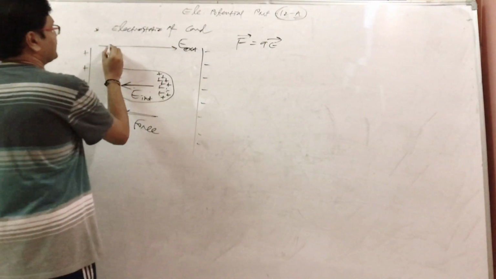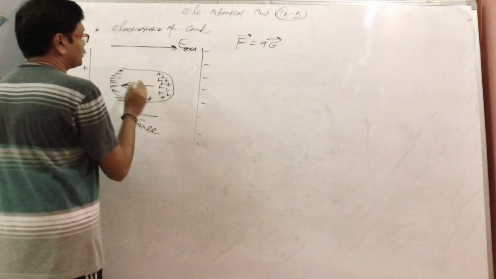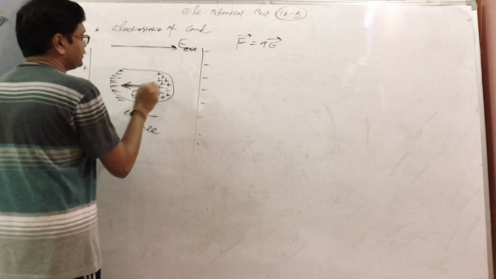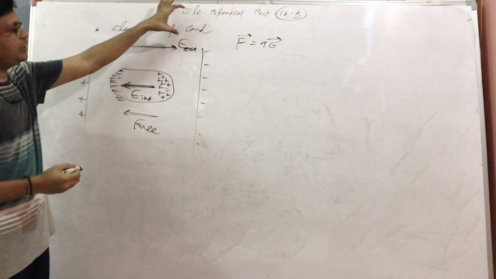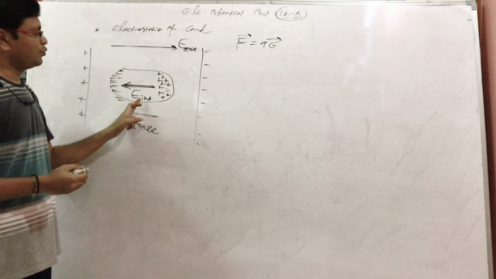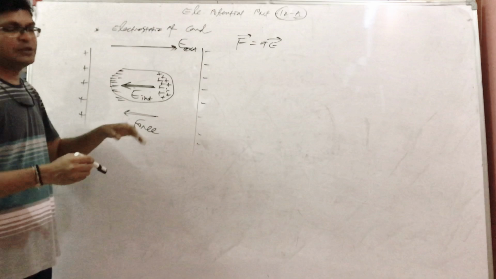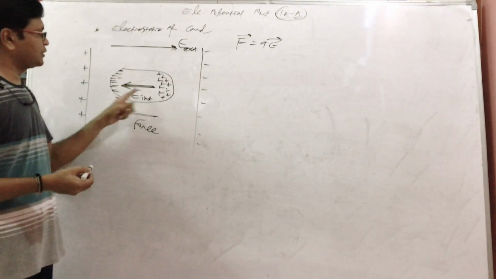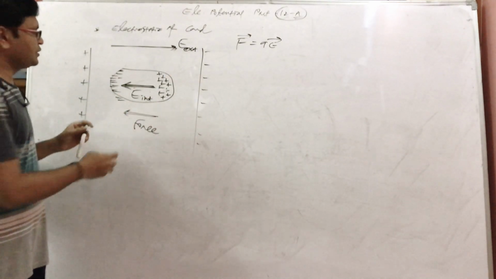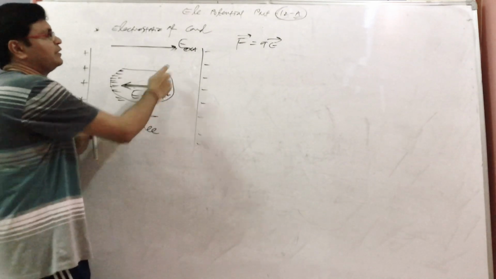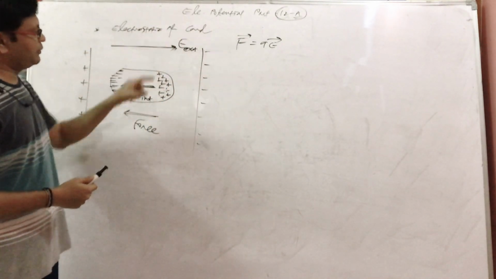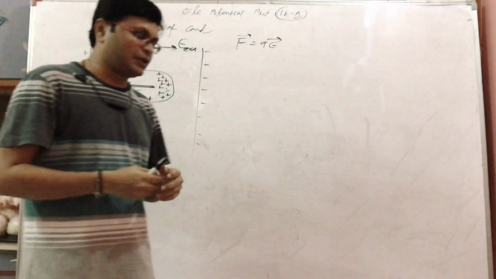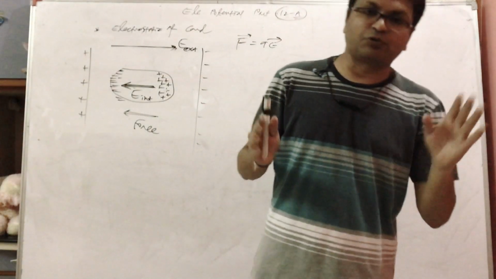Number one, external electric field, and number two, electric field inside the conductor. It is called the internal electric field. Initially the external electric field is more than the internal electric field, but after some time, when enough charge is present, both electric fields become equal. Whenever the external and internal electric fields become equal, they cancel the effect of each other.